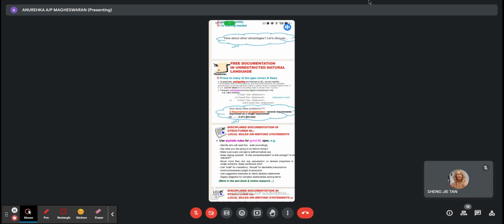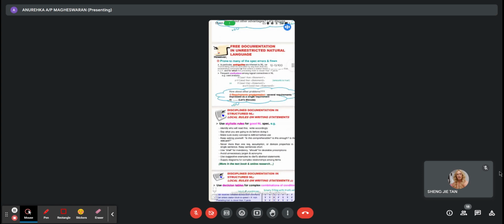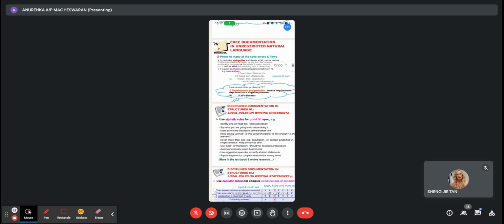I'm using my phone and I'm sharing the whole screen. So it's better if you can tell me the answer orally rather than typing in the chat. So what are the pros and cons, class? Positive and negative part of the requirements documentation in this way, unstructured or unrestricted. Anyone?